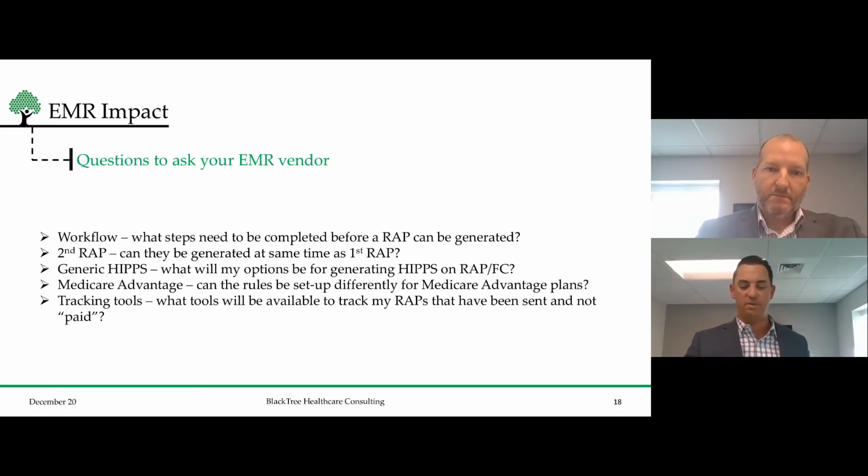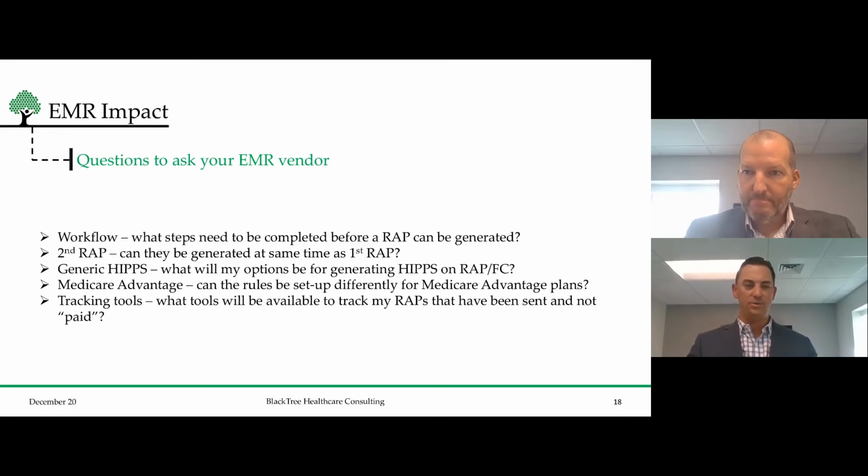Medicare Advantage: can the rules be set up differently for a Medicare Advantage payer? So you have your setup for Medicare to get it out the door. We mentioned the challenges of Medicare Advantage probably needing the OASIS completed to get that real HIPS to get the accurate reimbursement. Are there different rules that need to be set up within the system to allow for that? And how do you turn those rules on?